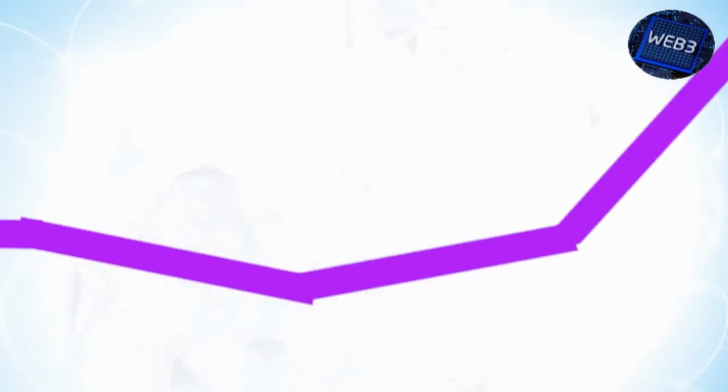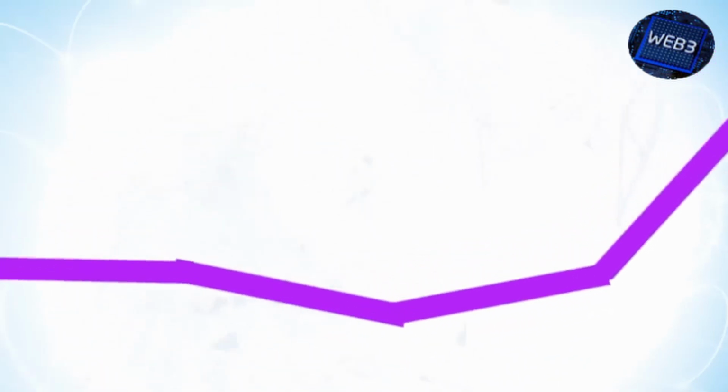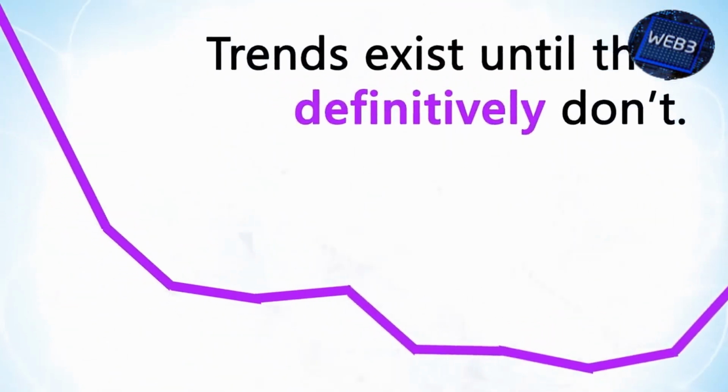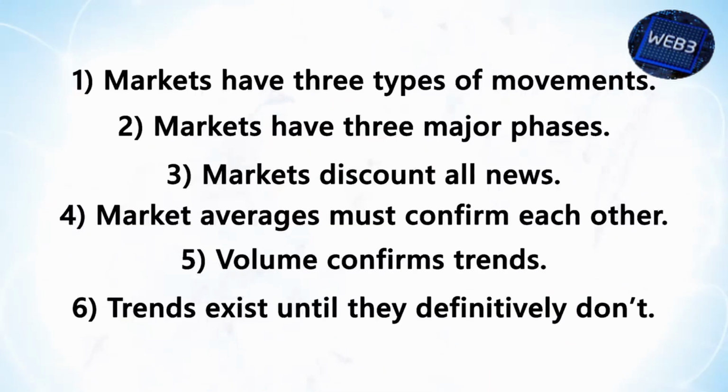6. Trends exist until they definitively don't. This one's pretty simple. It's basically saying to look at the big picture. Always give the longer-term trend the benefit of the doubt when there are short-term market swings. It's very tough to know when one trend is ending and a new one is beginning, so err on the side of the long-term pattern. So these are the 6 major points of the Dow theory, and I'm sure you can already see many of the ways that they apply to crypto markets.